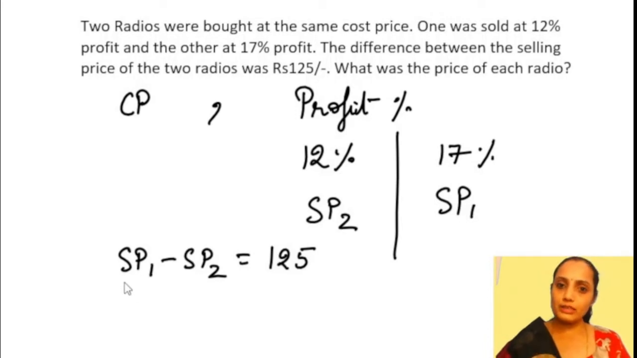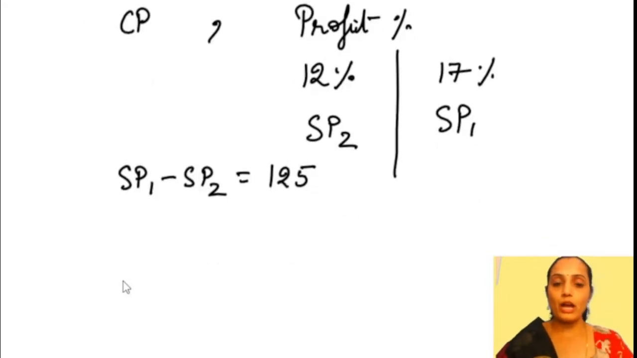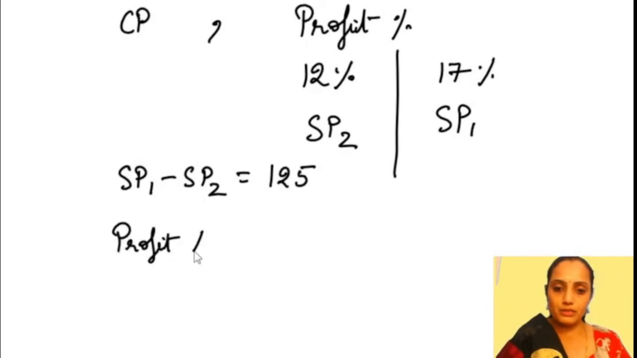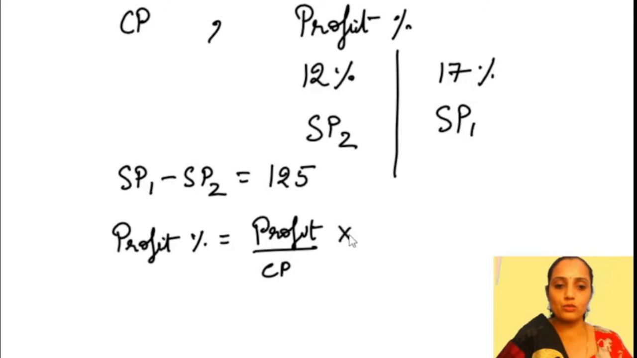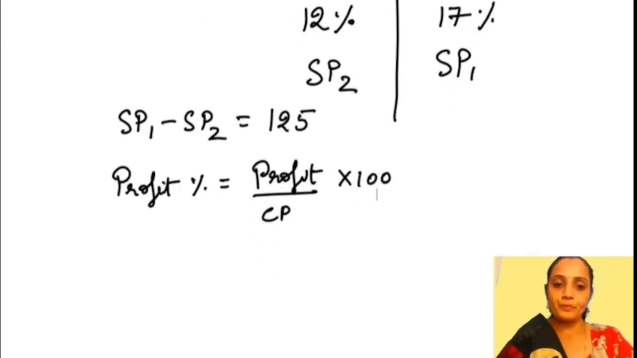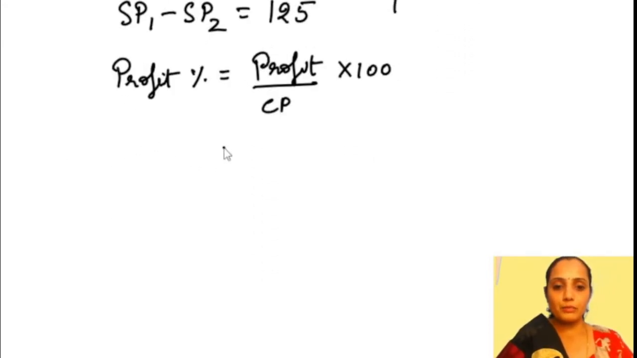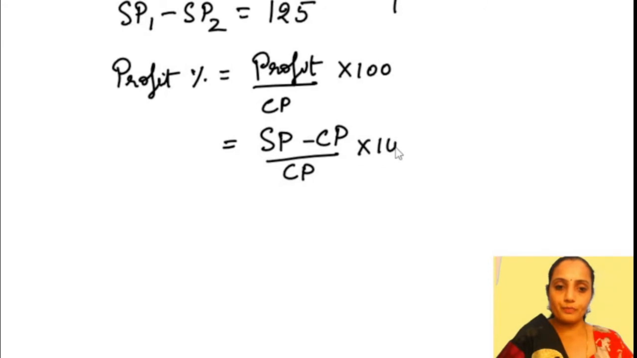So we just have only this much information. We need to find out what is the price of each radio. What was the price of each radio at which it was sold. So we know that profit percentage is equal to profit by cost price into 100. We know this formula. So profit can be written as selling price minus cost price divided by cost price into 100.